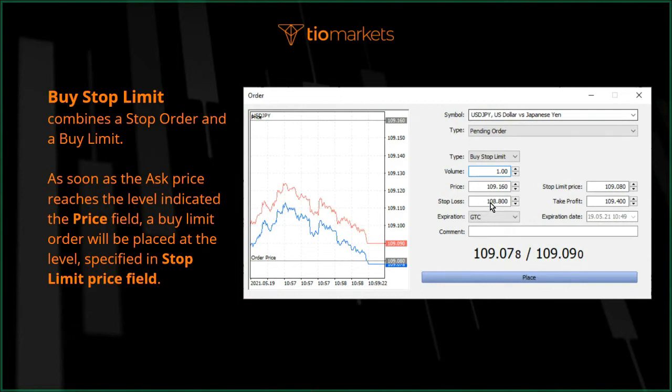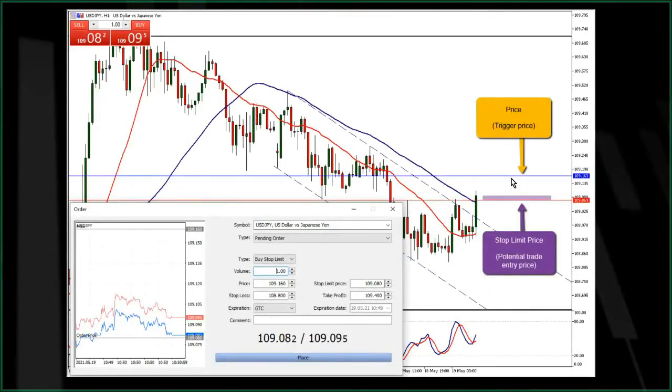Then obviously you need to have your stop loss to limit the losses, and you need to have your take profits. Don't worry about those. But when you're using buy stop limit, you need to focus on price and stop limit price. And this is how it works. This is the same setup that we just studied, maybe an hour before this webinar started. At the time, the market was trading at 109.08 roughly. Sorry, 109.09.5.